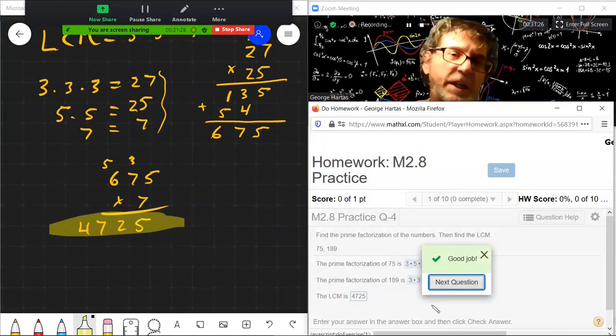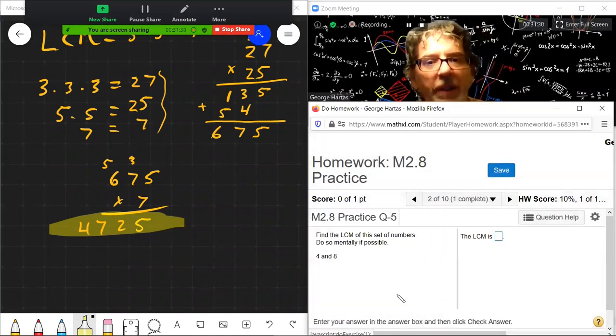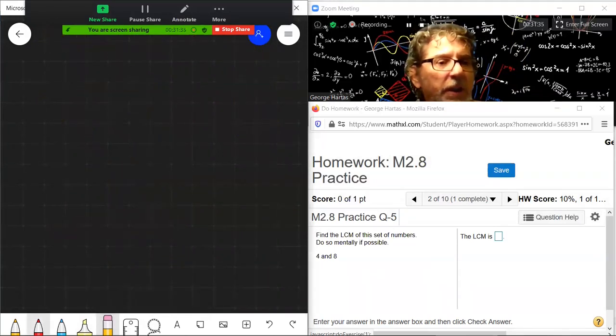Nice. All right, so let's keep rolling. I'm going to erase this. Find the LCM of this set of numbers. Do so mentally if possible.